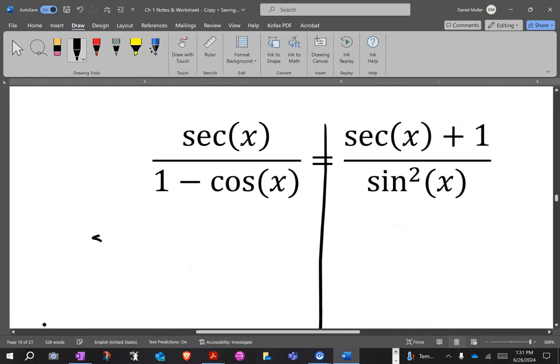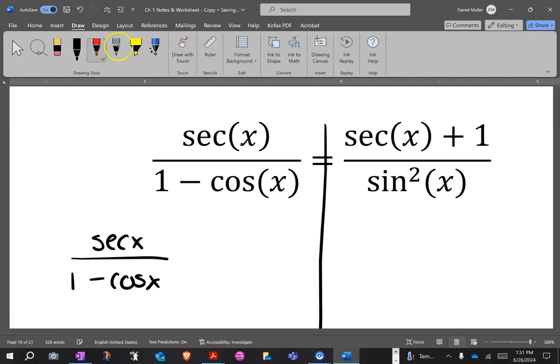So I'm going to leave a little bit of room here. So I got secant x over 1 minus cos x. And then I can multiply this by 1 minus cos x and 1 minus cos x. Again, with the top, I'm not going to multiply it through. I'm just going to leave it separate.